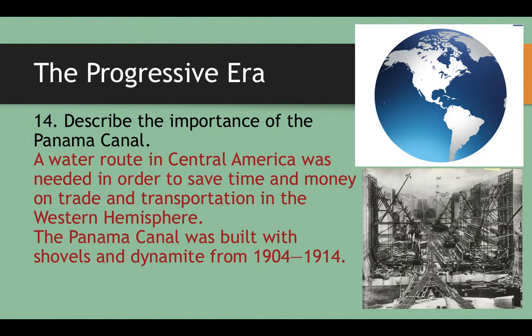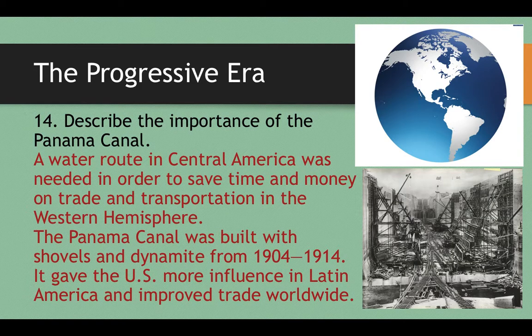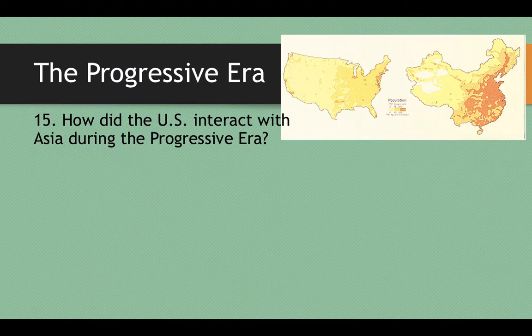The Panama Canal was built with shovels and dynamite. That's basically the height of technology that they had, was shovels and dynamite. It took 10 years to build, from 1904 to 1914, and it gave the U.S. a huge amount of influence in Latin America, and it really improved trade worldwide. It was good for everybody.